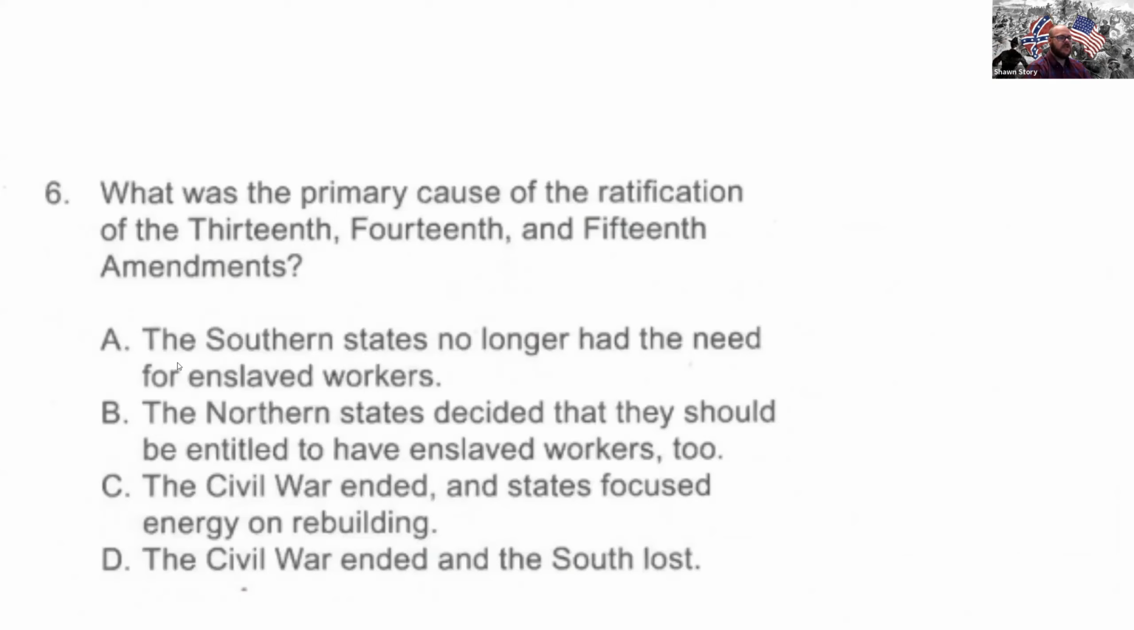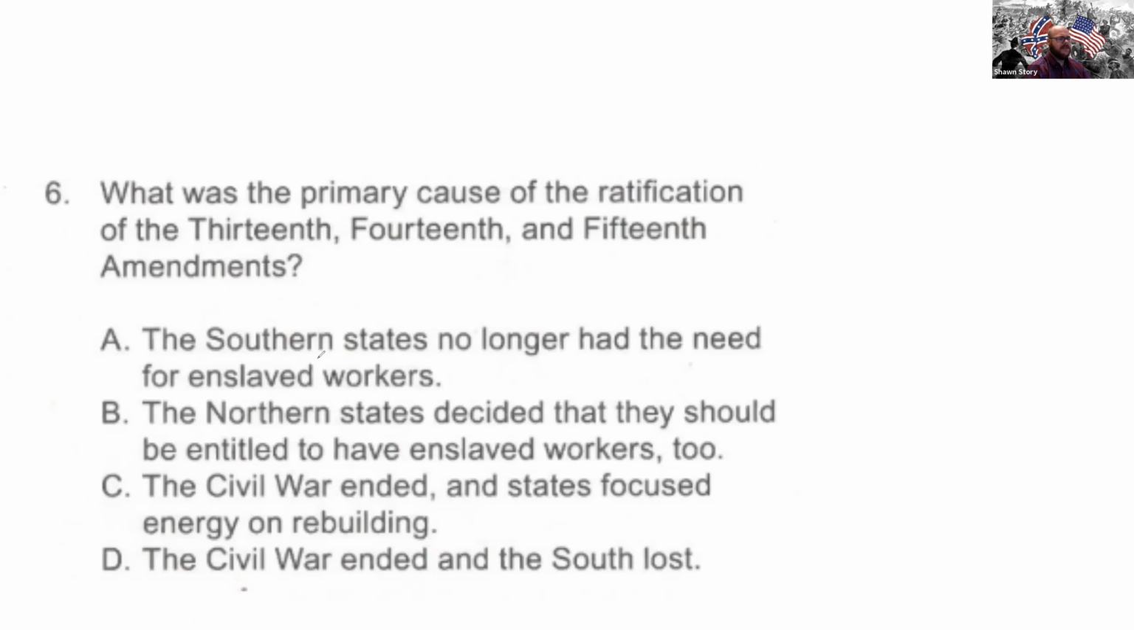The southern states no longer had the need for enslaved workers. The northern states decided they should be entitled to have enslaved workers too. The Civil War ended, and states focused energy on rebuilding. The Civil War ended, and the South lost. Which one of these is true? Well, let's eliminate some answers, shall we?